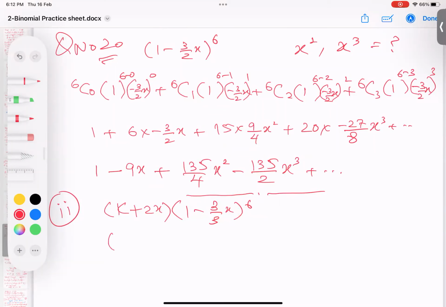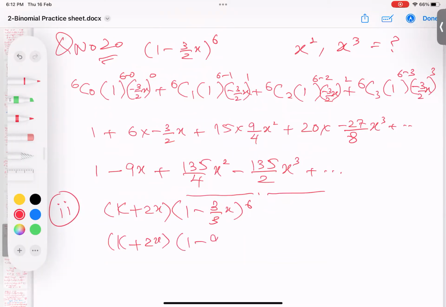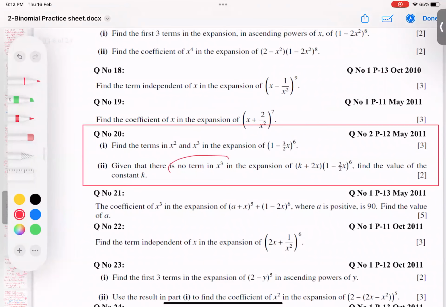So let's start. K plus 2x done. This whole thing will come in the place of it: 1 minus 9x plus 135 over 4 x to power 2 and minus 135 over 2 x cube and so on and so forth. Now what question is he asking? He's saying there is no x cube coefficient. I repeat, given that there is no term in x cube, find the value of constant k.